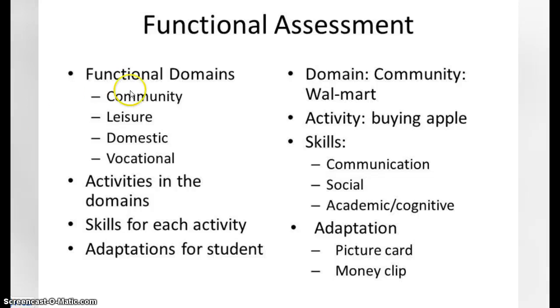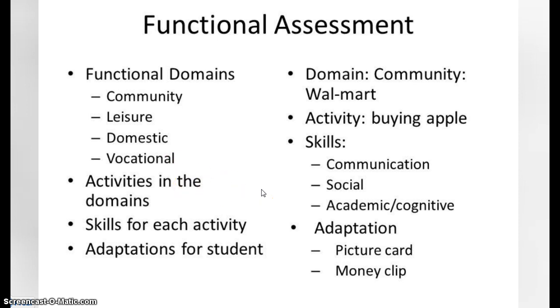For kids who were school age, by the way, there was a 5th domain, which is education or school, and that was embedded in the community domain. So domains are actually where you live. As an adult, pretty much everything you do is either in the community, or it's in a leisure setting, or it's in domestic, which is at home, or it's at work, which is vocational. Then we looked at activities in each domain.